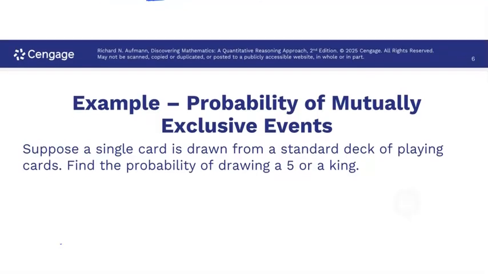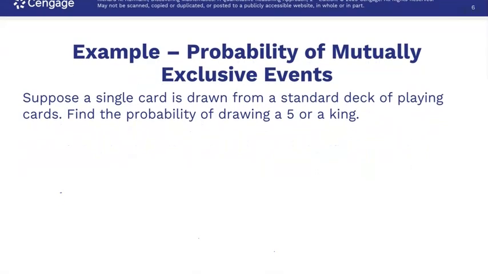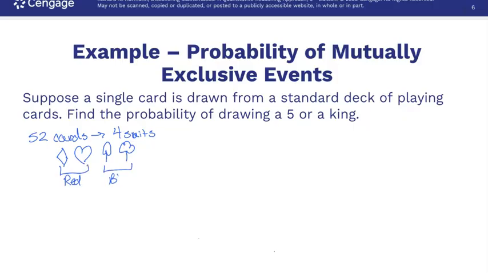So let's look at an example. Suppose a single card is drawn from a standard deck of playing cards. We want to find the probability of drawing a 5 or a king. So let's talk about what a standard deck of cards looks like. In a standard deck, there are 52 cards, and the cards have 4 suits. There are diamonds, hearts, spades, and clubs. These are red cards, and then these are black cards.